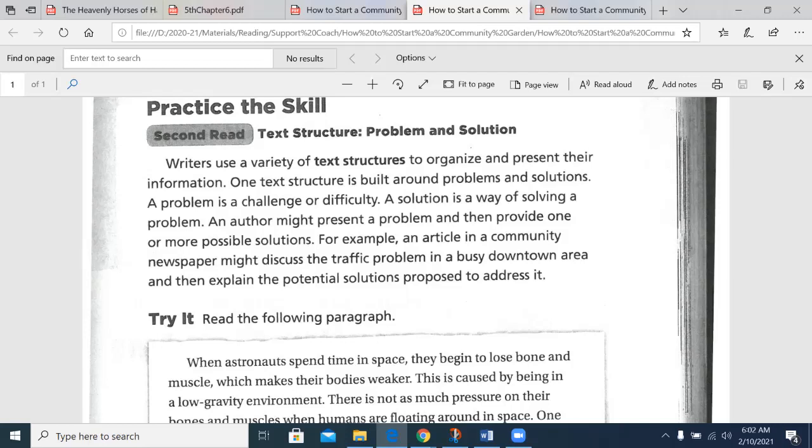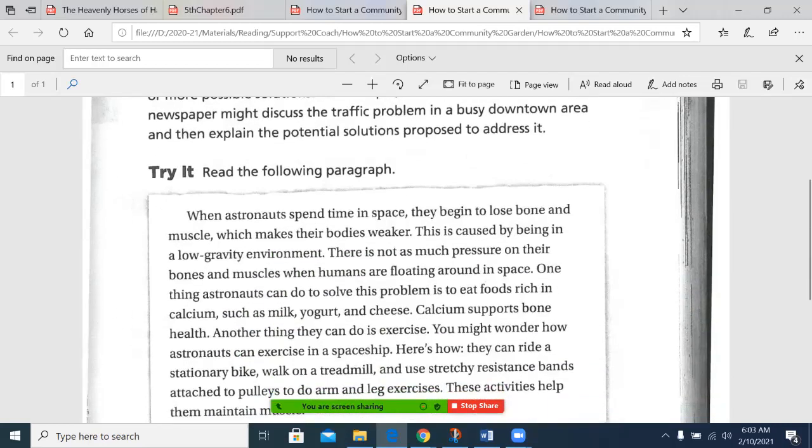For example, an article in a community newspaper might discuss the traffic problem in a busy downtown area and then explain the potential solutions proposed to address it. I know this is true because it has been a common story in my community.